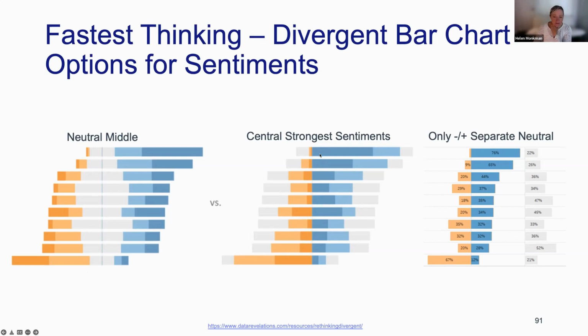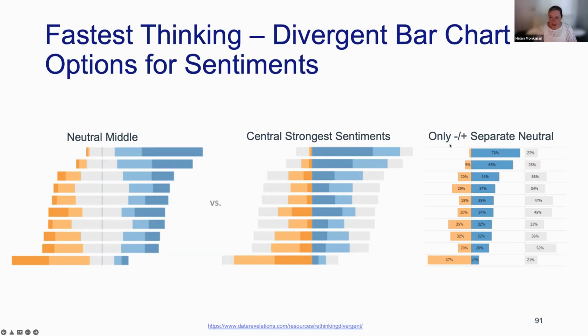So let's say this is strongly agree, and the dark orange is strongly disagree. They put them next to each other because those are the strongest sentiments that people have. And then they get lighter and lighter to the outside, because really we're not too concerned with the neutrals. And then they split the neutrals between the two. Is this making sense? I hope so.